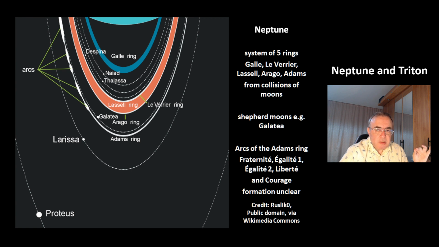There's something special about the Adams ring. It has arcs, 5 arcs. They are called Fraternité, Égalité 1, Égalité 2, Liberté, and Courage. And it is not clear how they were formed.